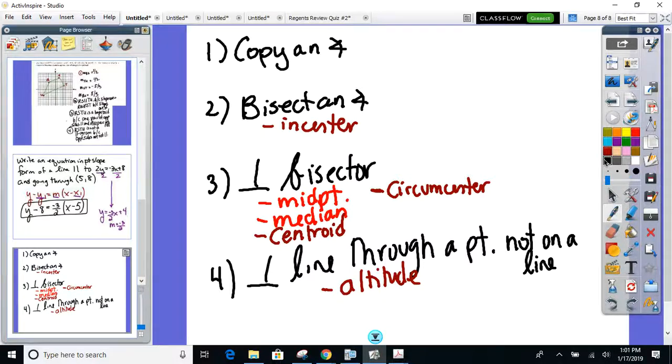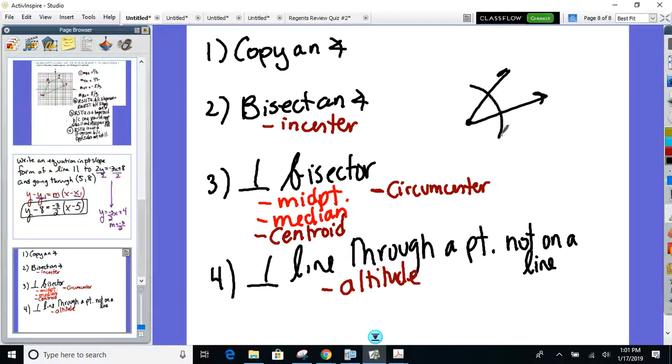Here, I'll do it without the compass. Ready? Compass point. Make the arc. Compass point. Compass point. There's your angle bisector. So compass, arc, drawing it right through.